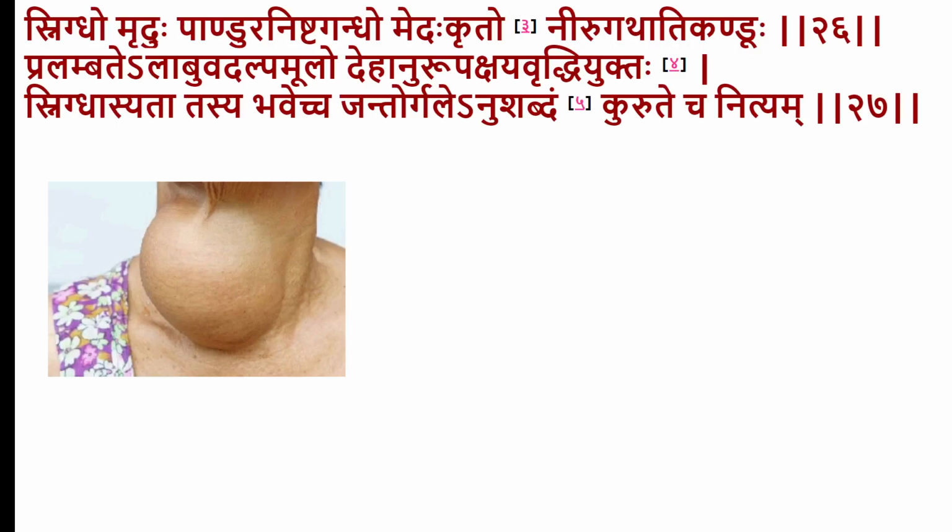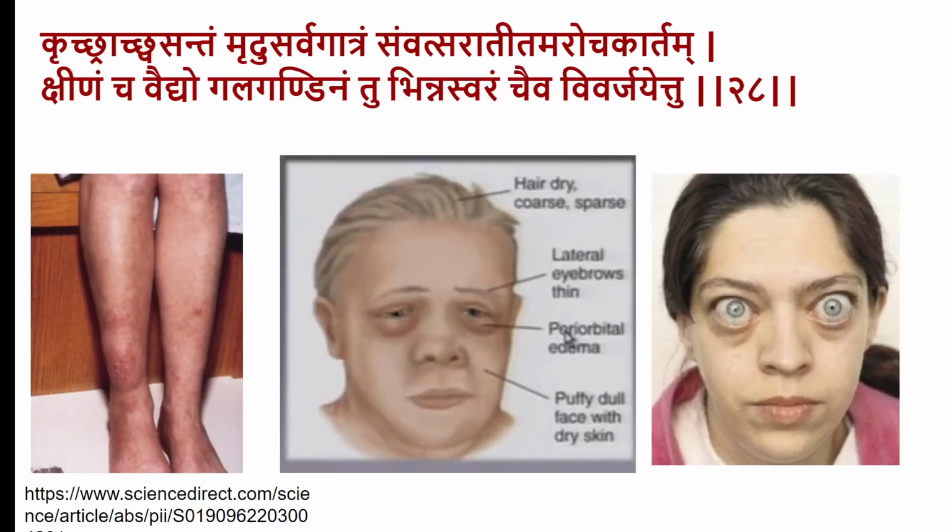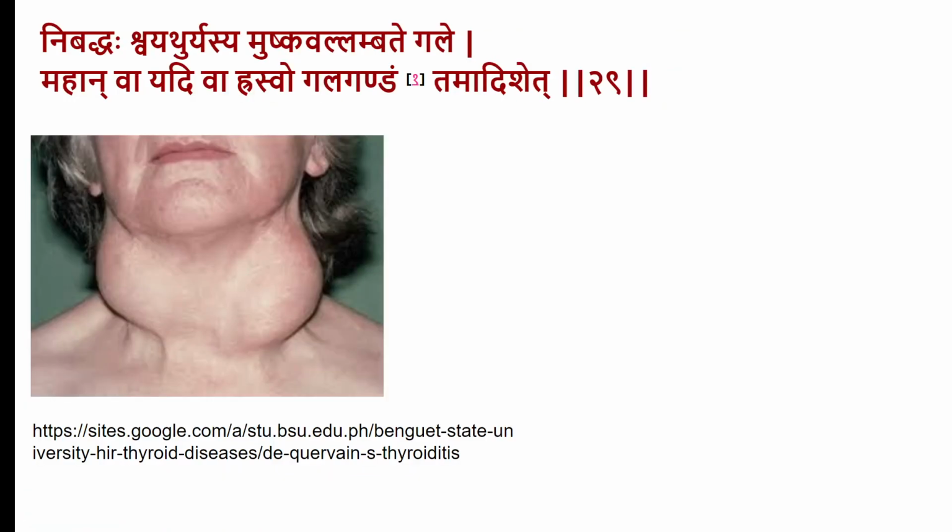That's exactly the picture of an iodine deficiency goiter, where the swelling is essentially huge. Either it could be unilobular or bilobular. Very often it's bilobular. Whenever it is bilobular, the swelling would have a shape which, of course, we'll come to, that part, what Sushruta has mentioned.